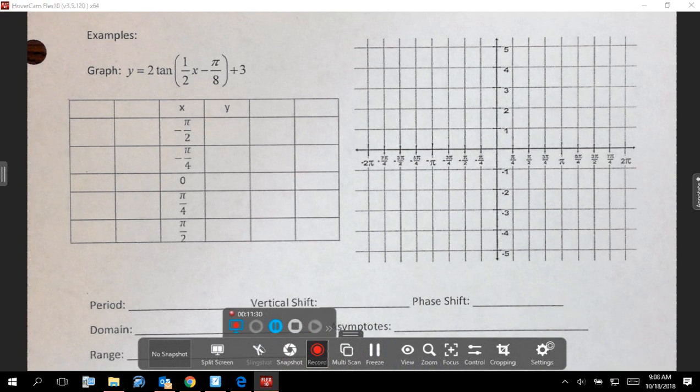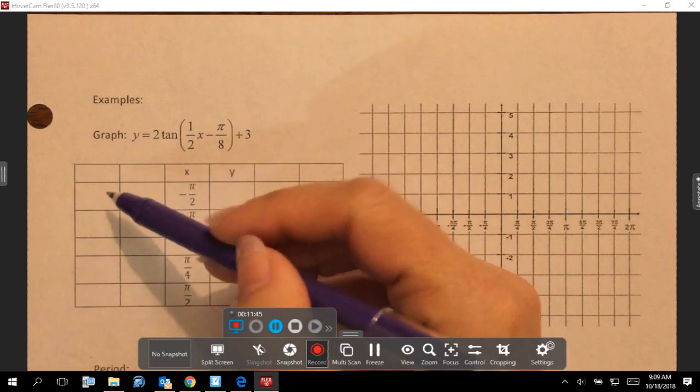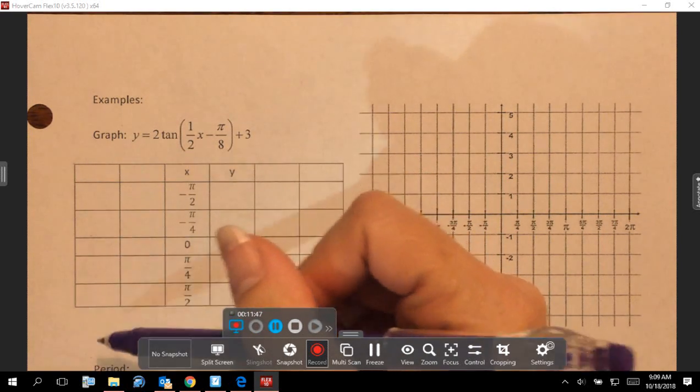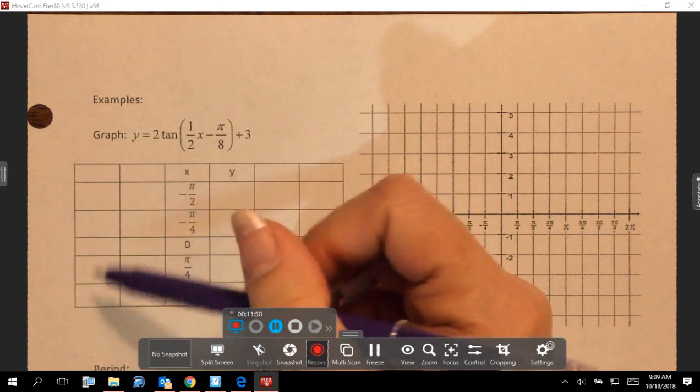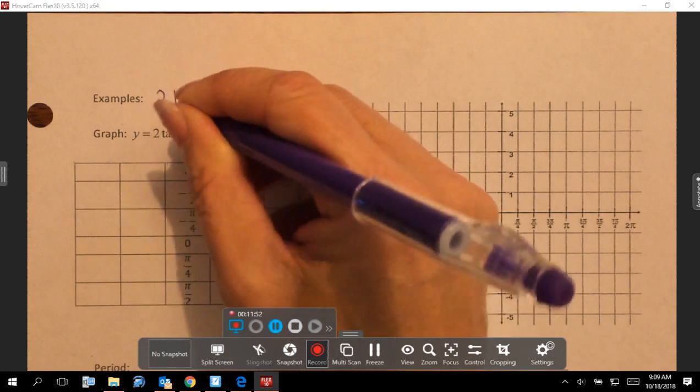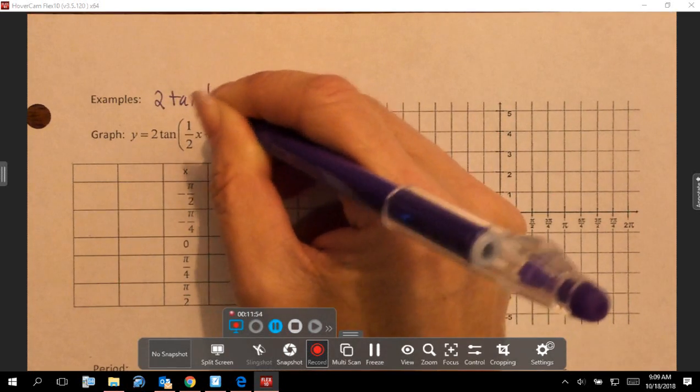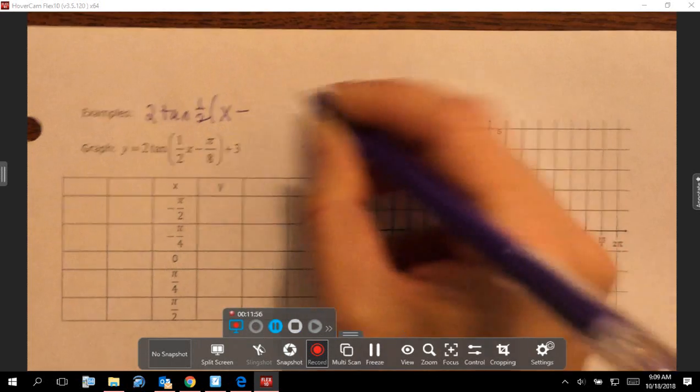Okay, so I gave you guys a moment to start working on this. What's the first thing that you should notice about this equation? You have to factor out the 1/2. If you do not factor out the 1/2, like some of you forgot to do in your assignment, then you're going to have your phase shift wrong. You're going to have your horizontal translation wrong. So we have 2 tangent 1/2 parenthesis x minus.